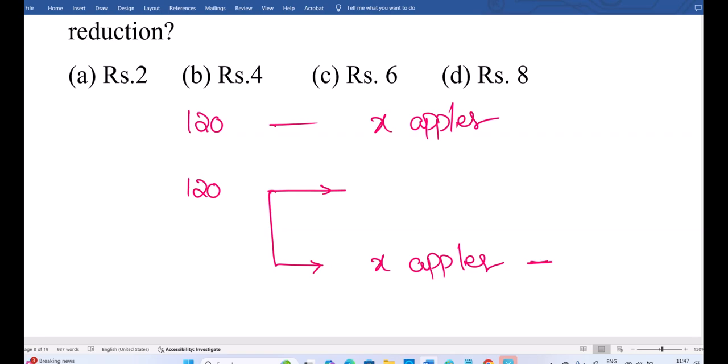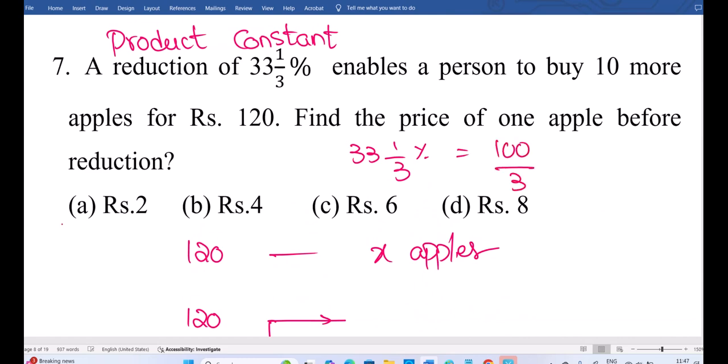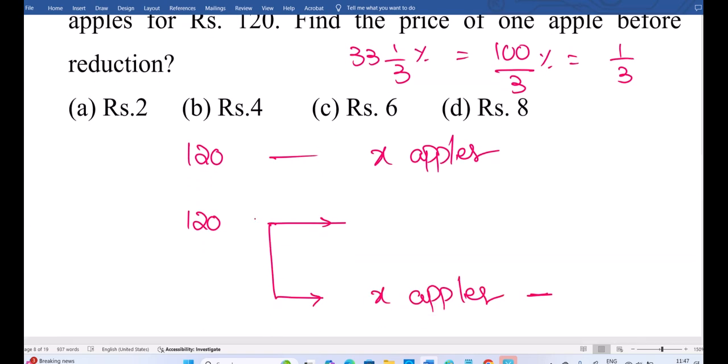Price is reduced by 33 1/3%. 33 1/3% is 100 by 3%. You have to convert into fractions. Divide by 100 will happen, 100 cancel. It's 1 by 3. Means price is 1 by 3 reduced. 120 rupees divided by 3 means 40 rupees. Now see the scenario. You people can save 40 rupees.